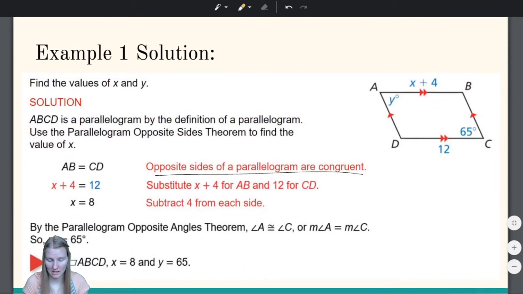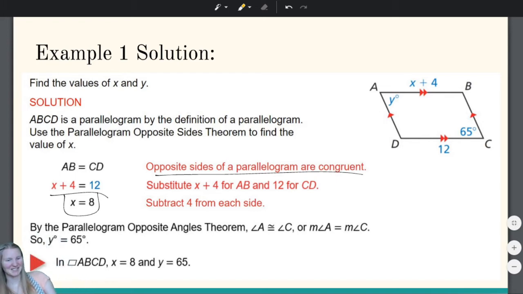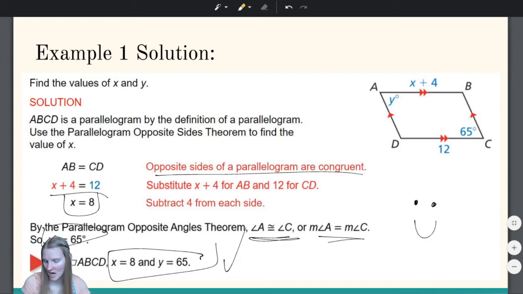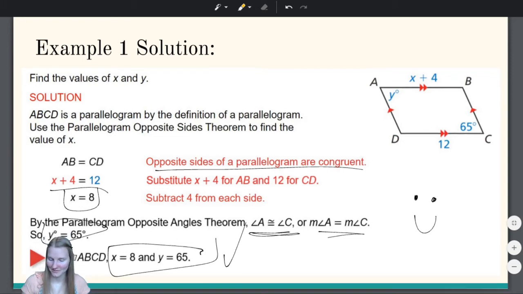Opposite sides of a parallelogram are congruent. So x plus 4 equals 12, and x is 8. The parallelogram opposite angles theorem says that angle A is congruent to angle C. Measure of angle A is equal to the measure of angle C. So y equals 65. And x equals 8. And y is 65. Aha! We were correct. Okay.